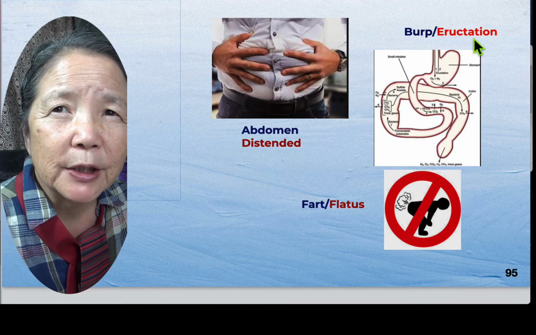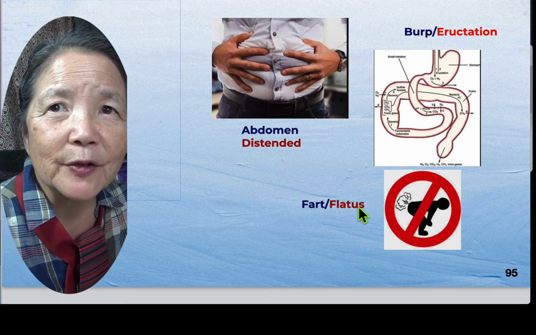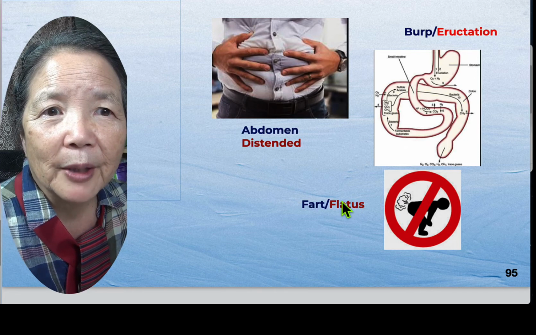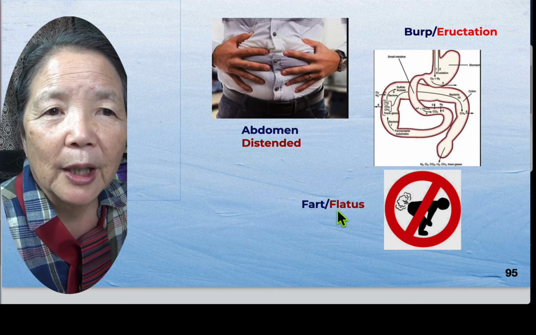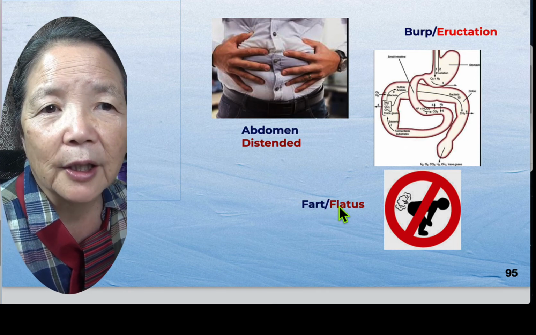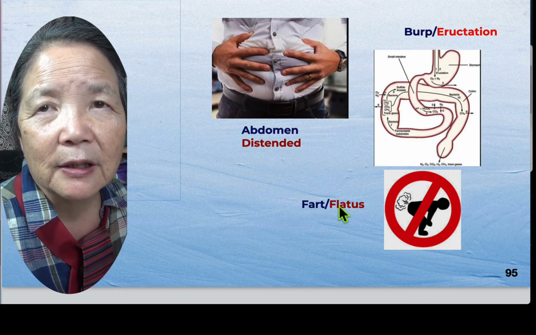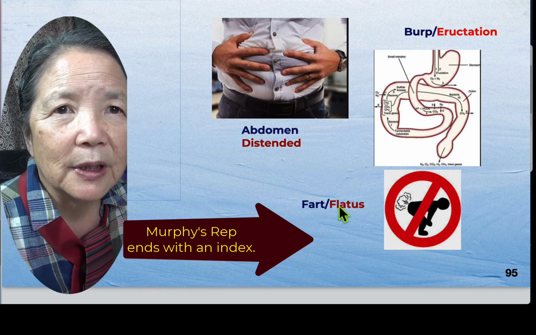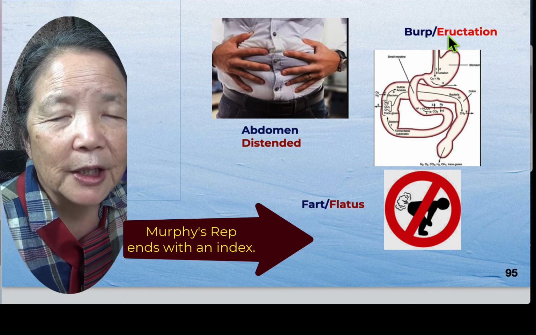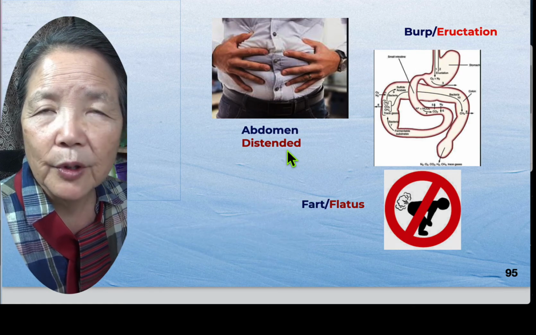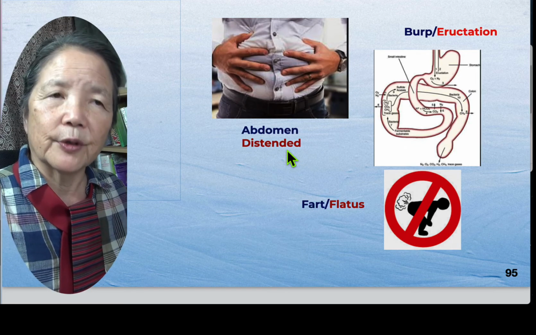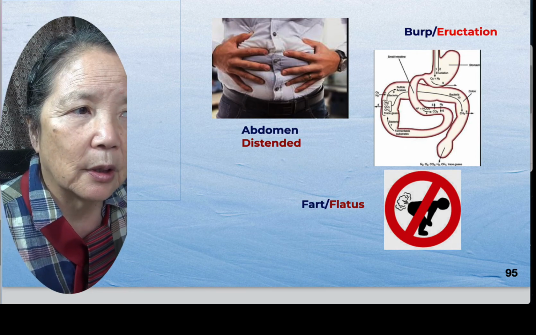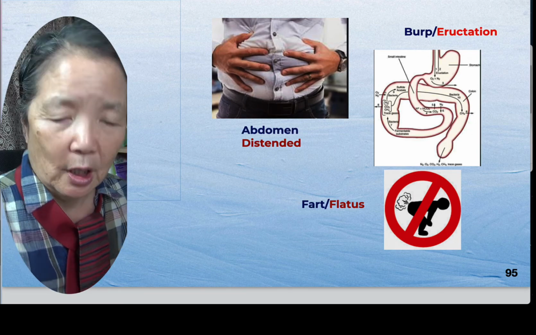It's a good idea to know that these exist, because if you don't have a computer program, when you look up fart, you're not going to get flatus in an ordinary index, in Murphy's index, for example. So it might be a good idea to know these two words. And the word distended is the word for too much air in the abdomen. The abdomen actually blows up.